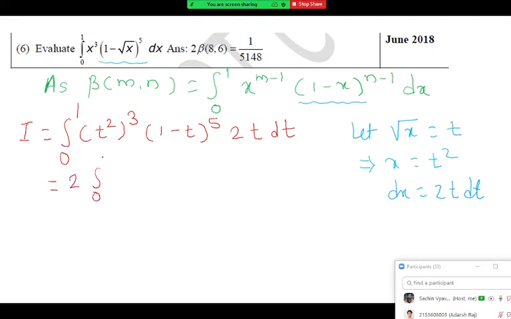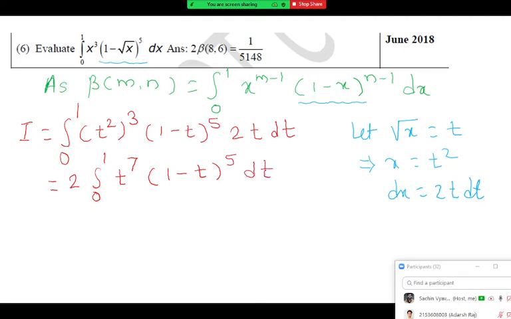What will be the power of t now? Yes, simplified power. 5? t raised to 5 is not correct. 6? How 6? 6 is also not correct. Yes, quick. What is the complete power? Once it's 7, is it? This is t raised to 2 raised to 3, which is t raised to 6, into t raised to 1. And it gives us 1 minus t raised to 5 dt. Up to here, we just simplified.